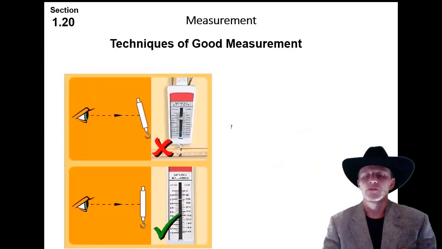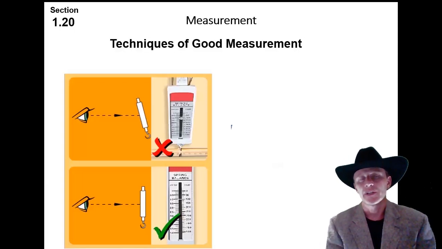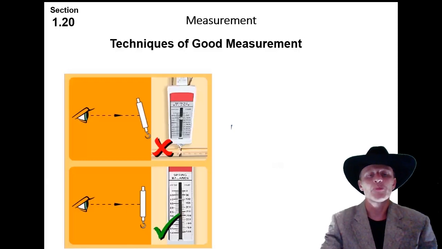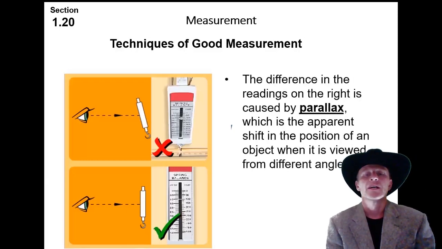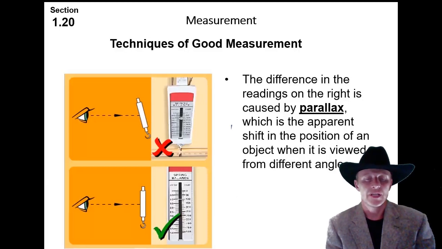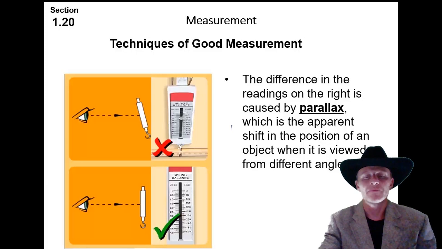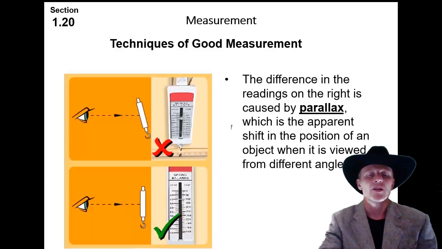You want to make sure you're not looking at an angle at these instruments. For example, a graduated cylinder or a spring scale. If you look at an angle, you'll have an apparent shift of an object because it is viewed at an angle, and of course will result in a bad measurement. And this is called a parallax. So avoid the parallax. Get your eyes straight across from the scale.